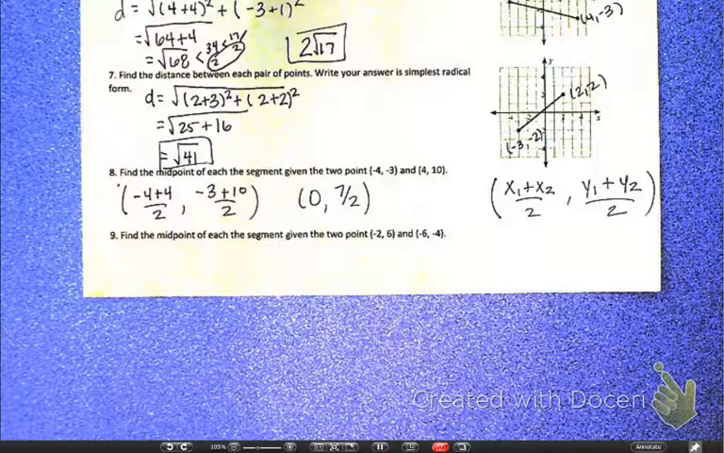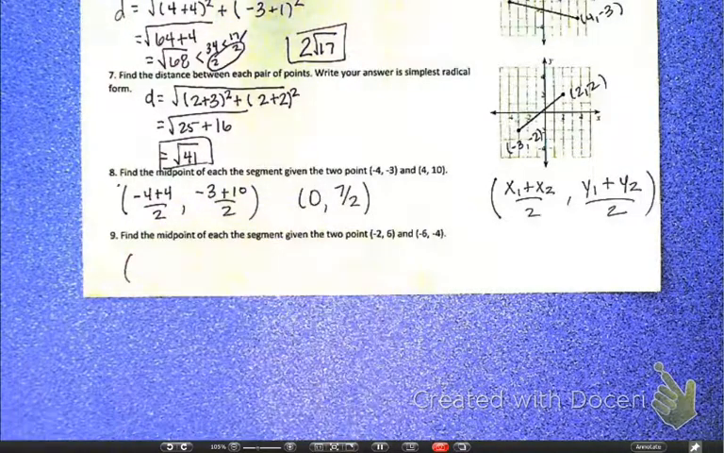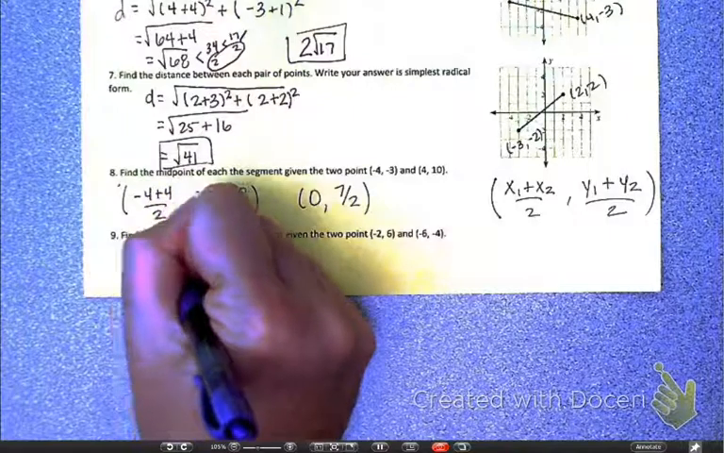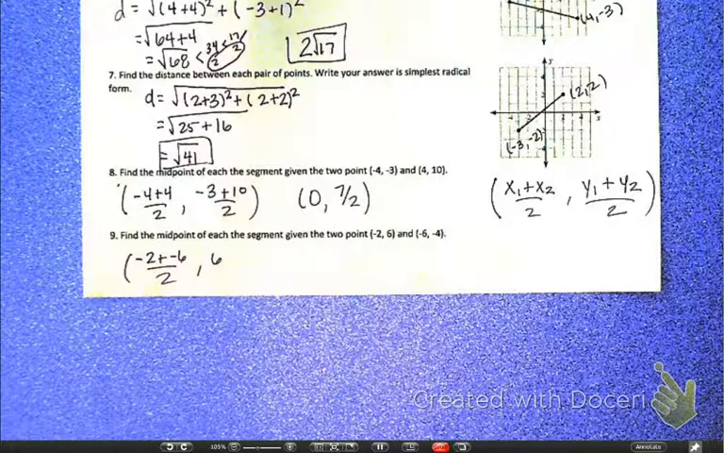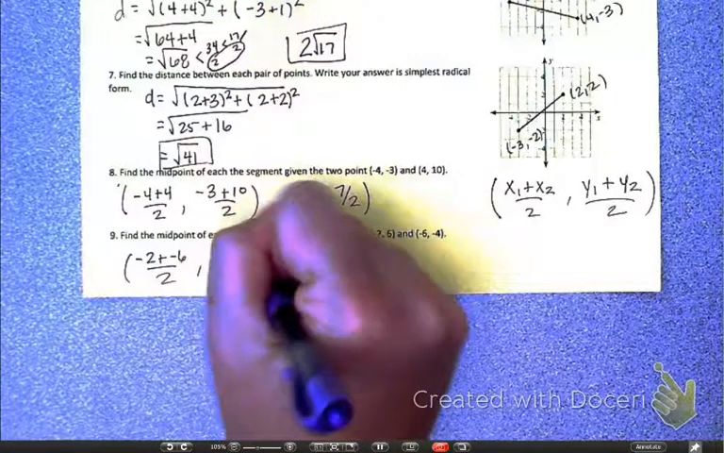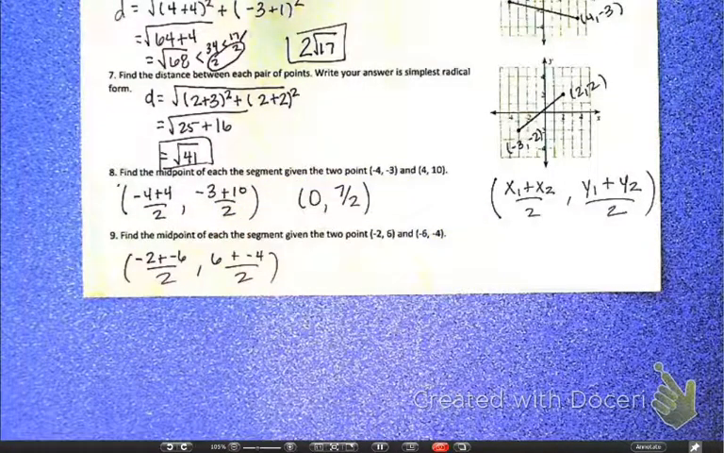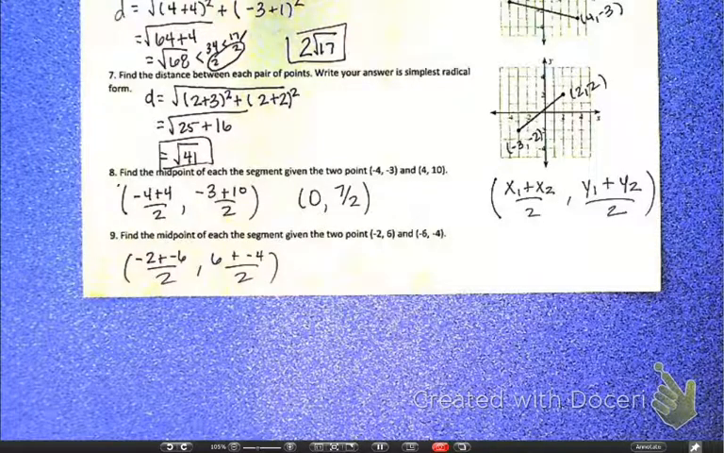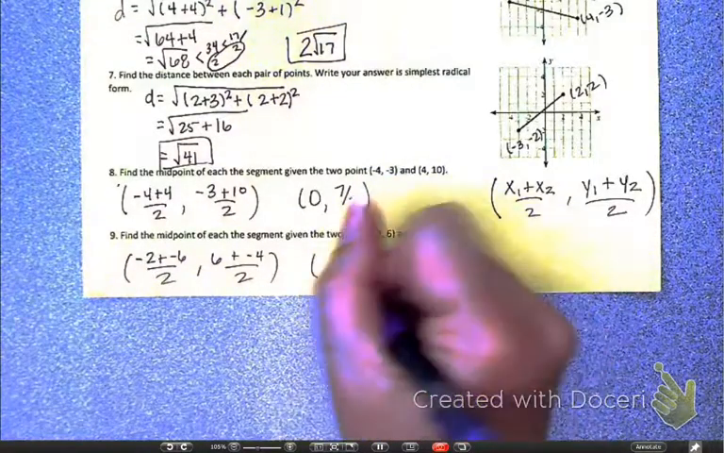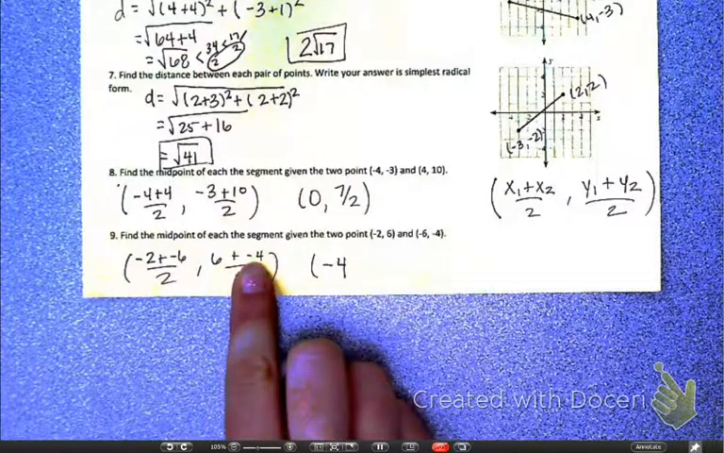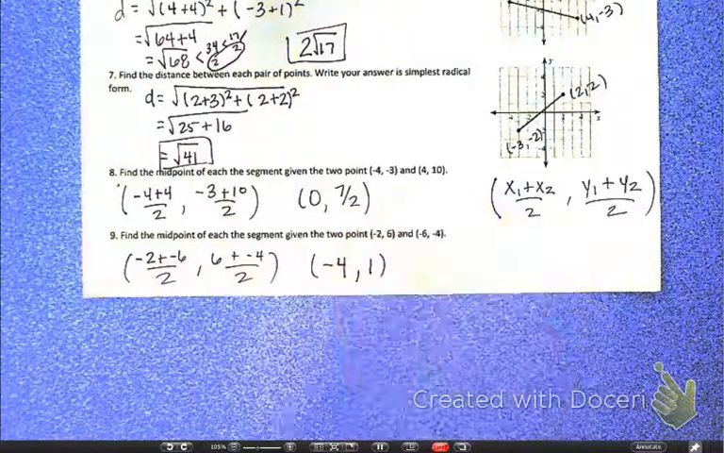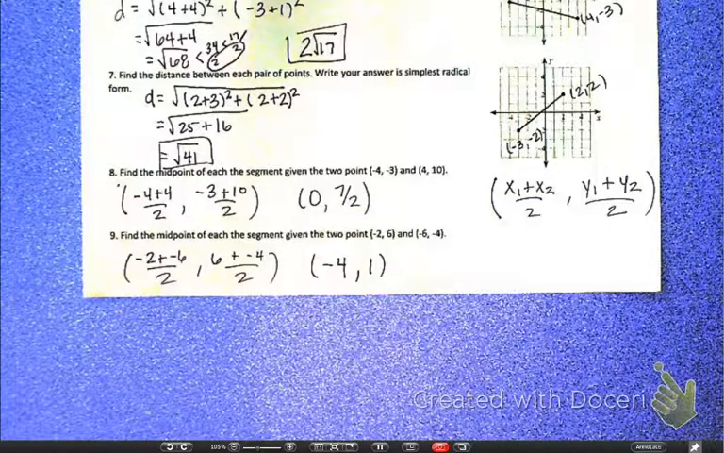Same thing with number 9. So -2 plus a -6 divided by 2, and 6 plus a -4 divided by 2. -2 plus a -6 is -8. -8 divided by 2, -4. 6 plus a -4 is 2. 2 divided by 2 is 1. Any questions on the front side?